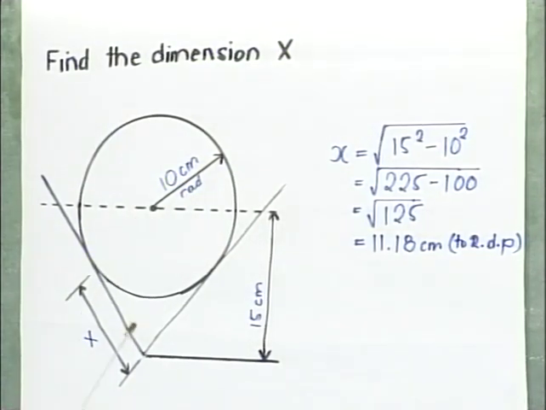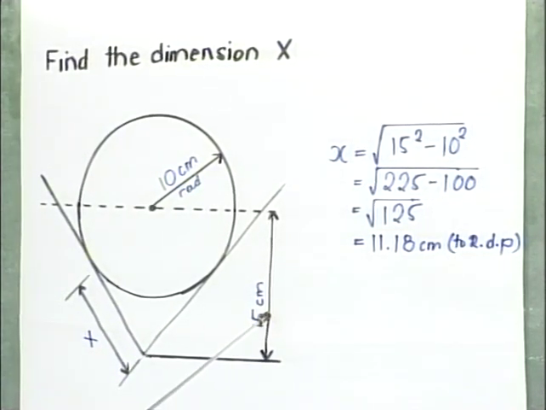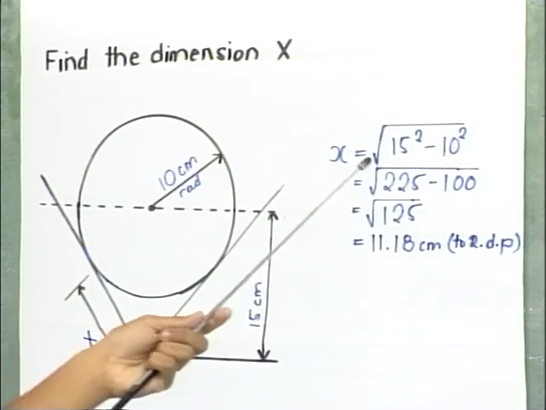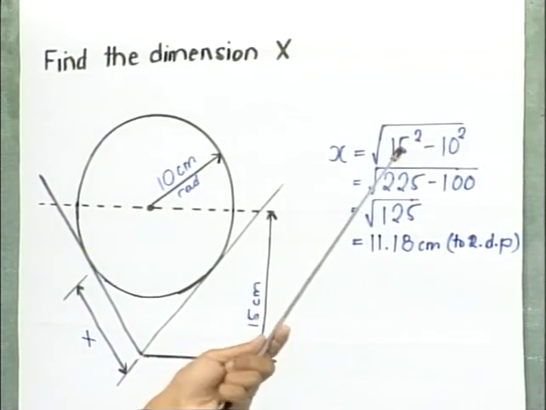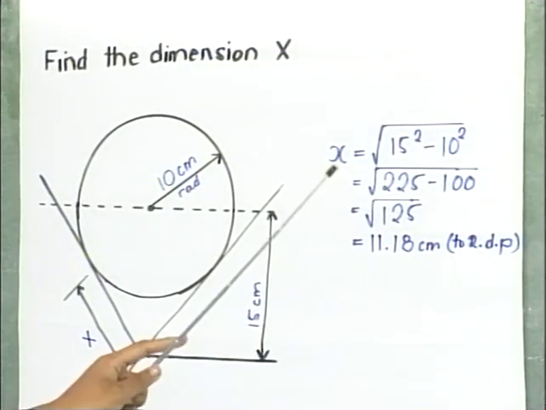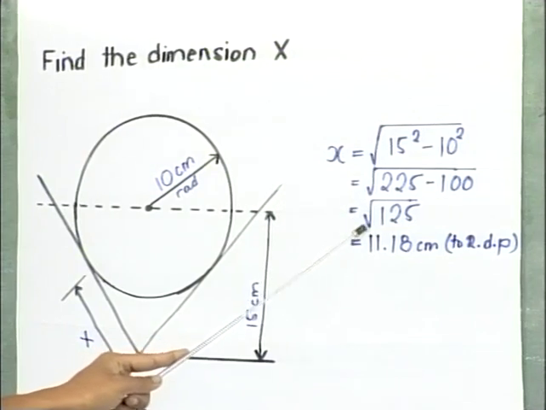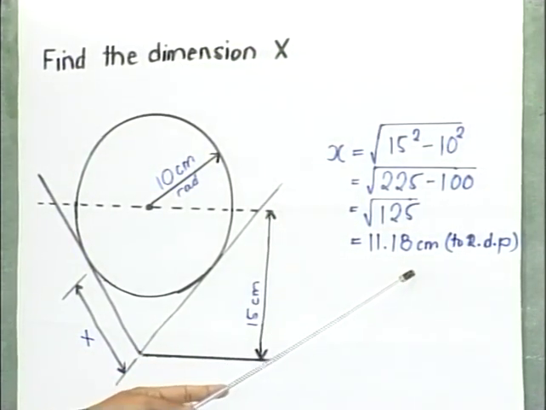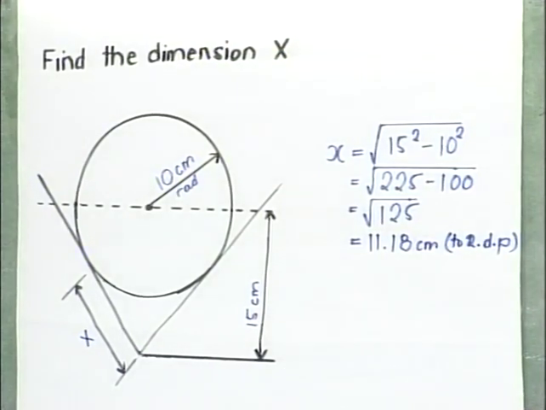The distance from here to here is given, it's 15 centimeters, and the radius is 10 centimeters. Therefore, x equals the square root of 15 squared minus 10 squared, which equals the square root of 125. Therefore, x is equal to 11.18 centimeters to 2 decimal places.